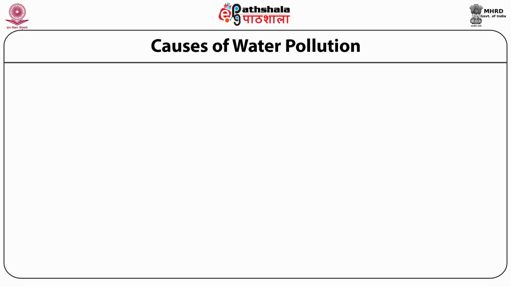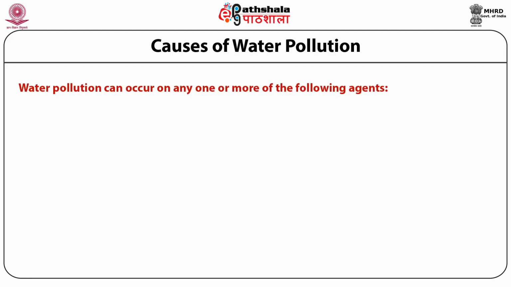Causes of water pollution. Most human activities are the prime cause of water pollution. Rapid increase in population, intensive agriculture, growing industrialization, and urbanization have resulted in deterioration of water in the natural reservoirs. Water pollution can occur due to any one or more of the following agents.